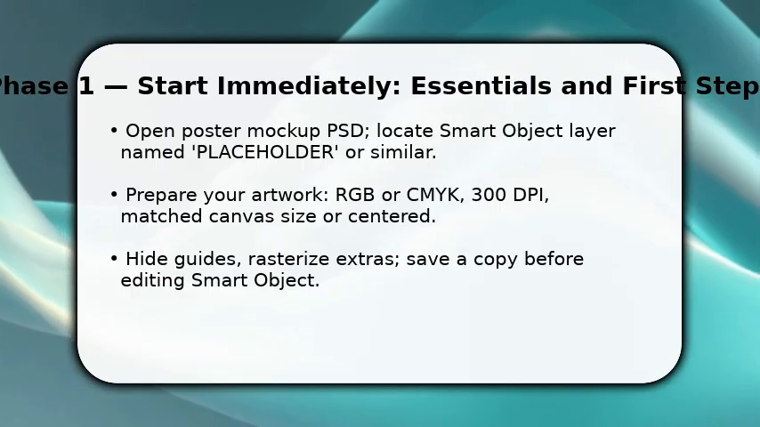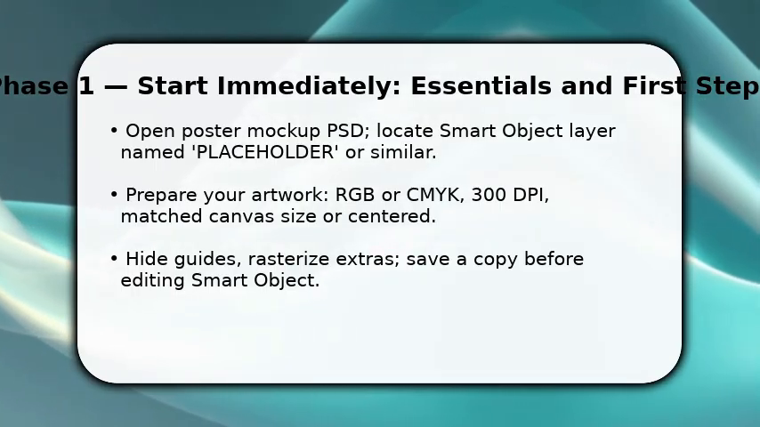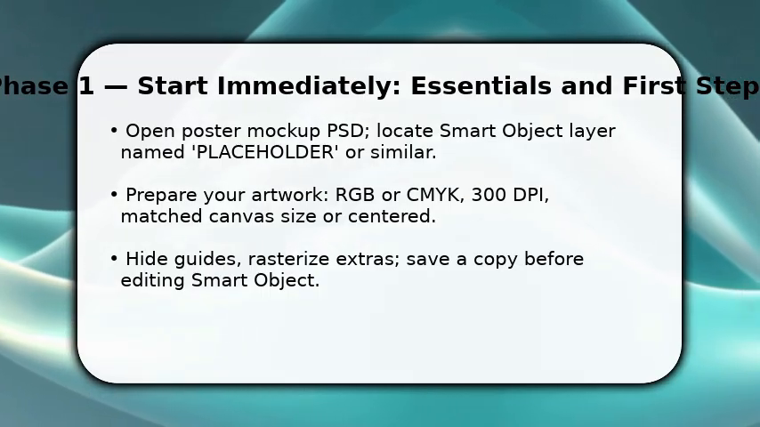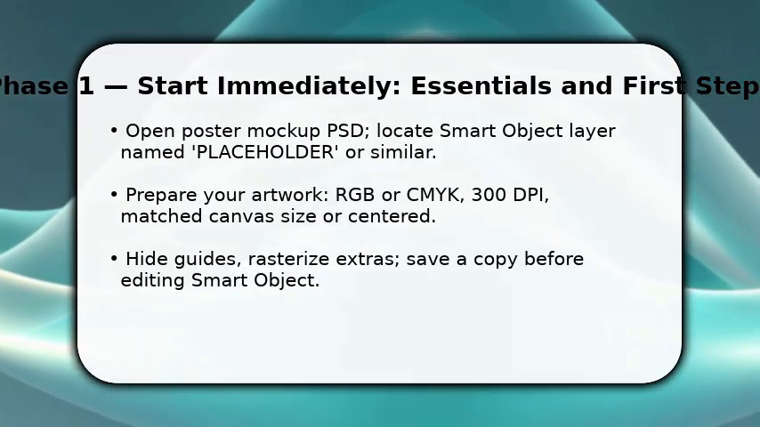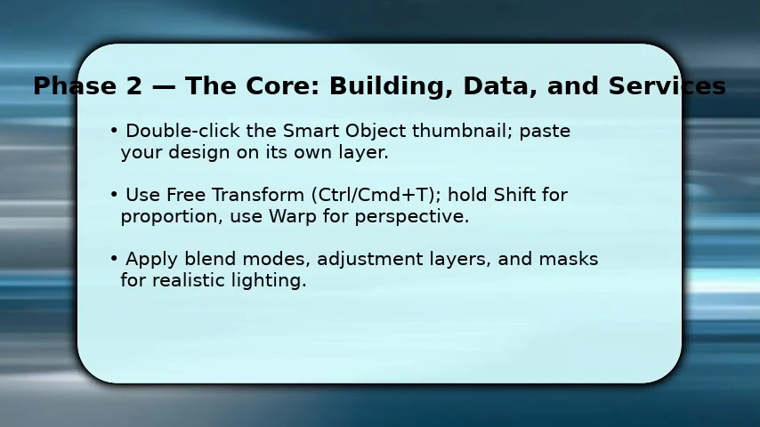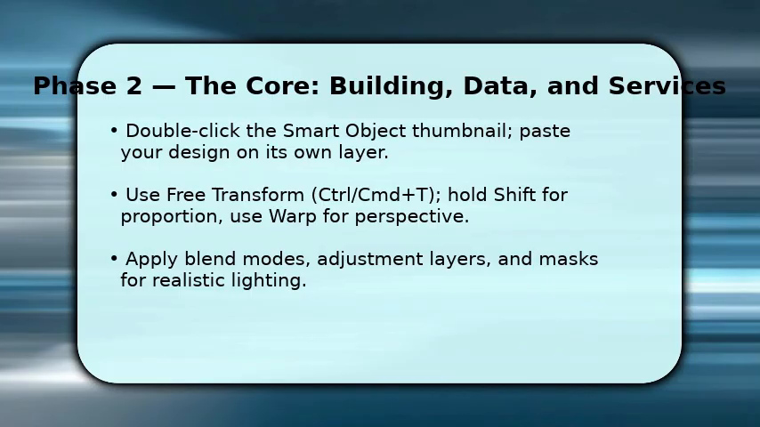Once done, disable unnecessary guide layers and rasterize any non-essential elements. Make a quick save as copy. This preserves the original mockup if you need to revert immediately. Double-click the Smart Object thumbnail to open it in a new tab, then paste or place your design as its top layer so alignment is straightforward.